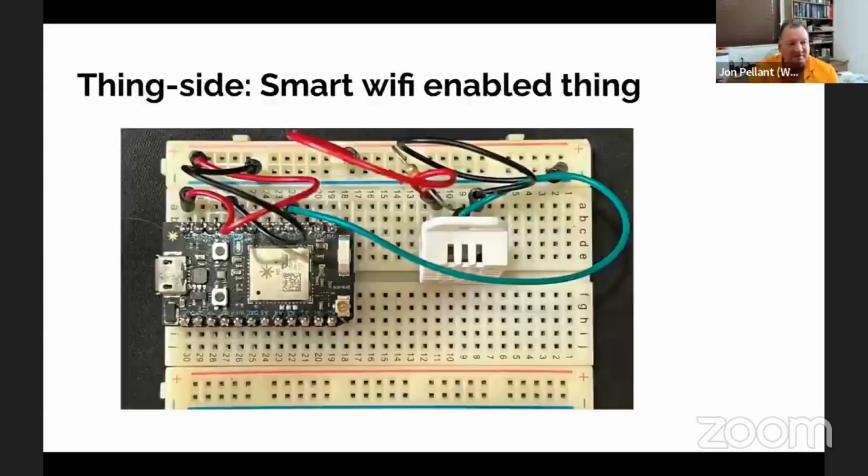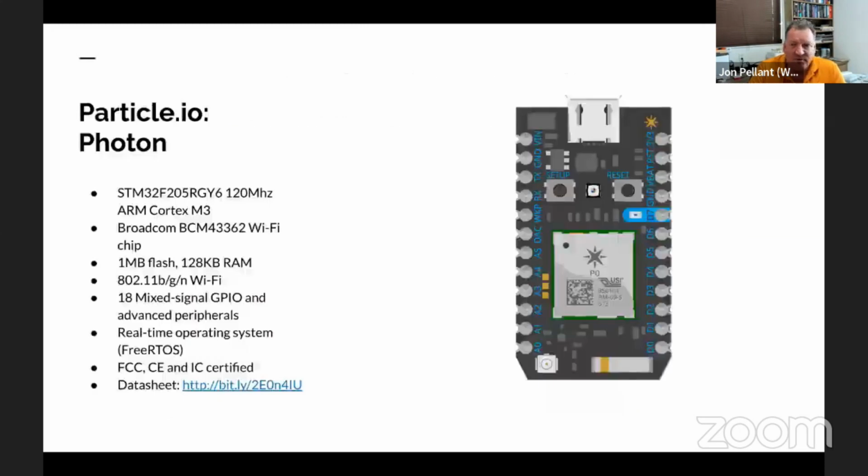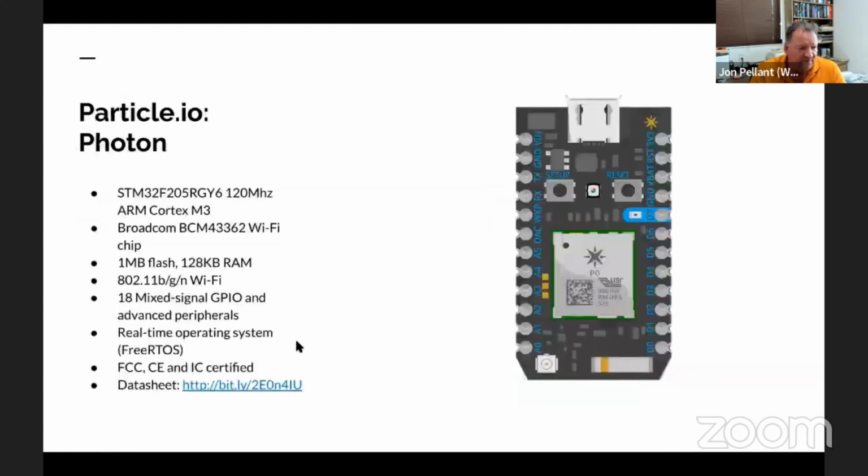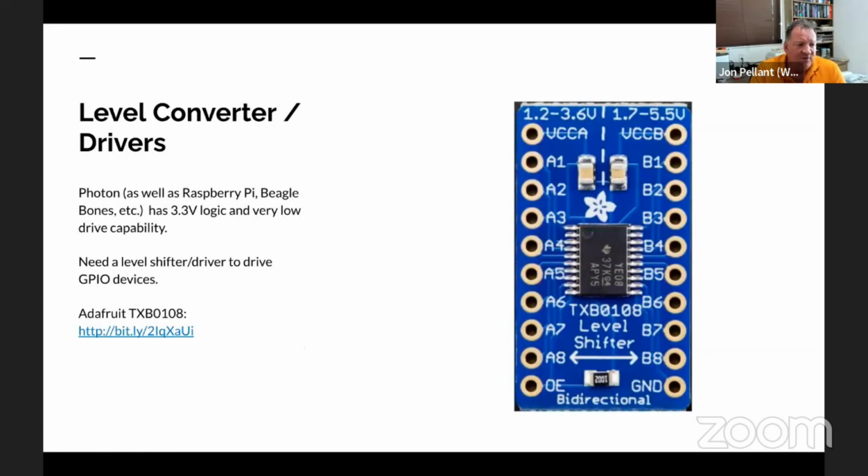Again, this is the one that explains the board I showed you earlier. Also, this is the Photon from Particle with the specs on it that I was showing you. The data sheet, you can link on this and get access to things and everything like that. One thing to know is that these devices are 3.3 volts. And if you look at the data sheet, they cannot provide or sink much amperage. So they don't have a lot of strength to them.